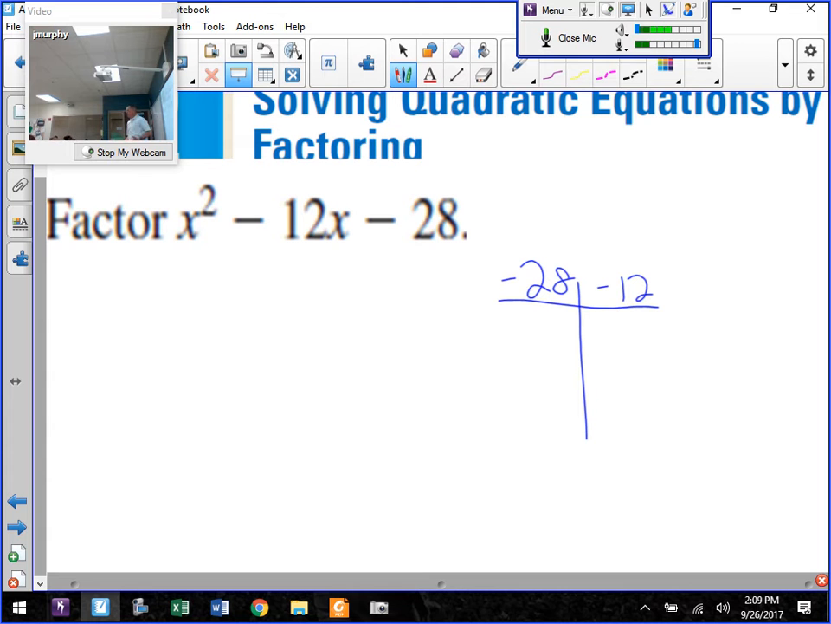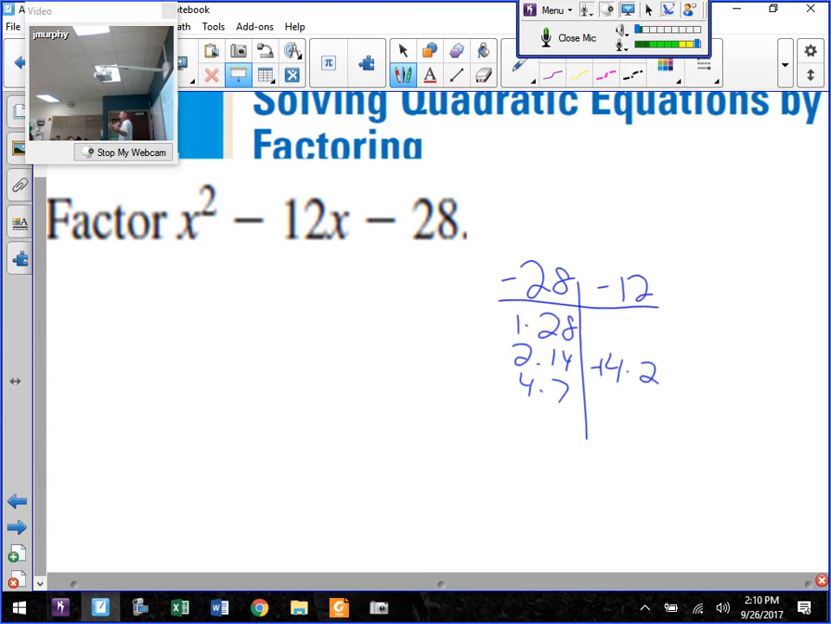You guys remember this from back in the day. Now, if you forget, your factors are 1 and 28, 2 and 14, 4 and 7. Which combination of those two with the signs give you the negative 12? Which one's positive, which one's negative? Yep. So this is the case. You have negative 14 and a positive 2.